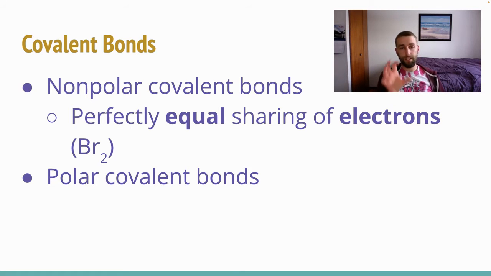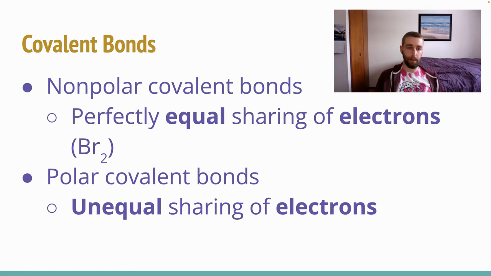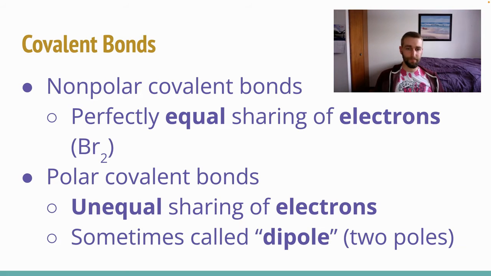However, if you take two different atoms and they're sharing electrons in a covalent bond, it's pretty likely that one of them is going to pull more strongly on those electrons than the other. And that's going to create a polar covalent bond, which means you have unequal sharing of electrons. So the trick is nonpolar is equal, but polar is unequal. You just have to remember that.